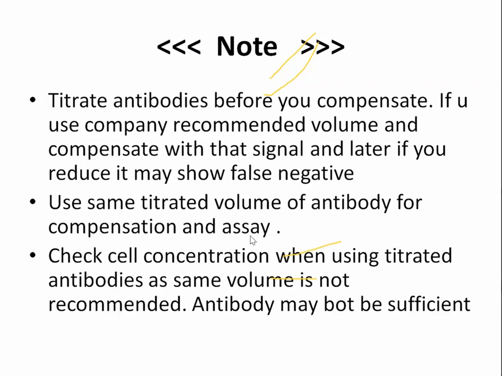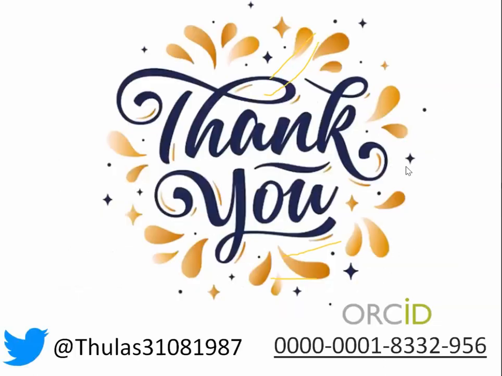While preparing single stain controls for compensation, you're dropping 10 microliter of FITC fluorochrome antibody, and during your experiment you are adding 20 microliter. That is not right. Check cell concentration when using titrated antibodies, as the same volume is not recommended. You need to check cell concentration also. So these are small things I just want to tell you before I close the session.